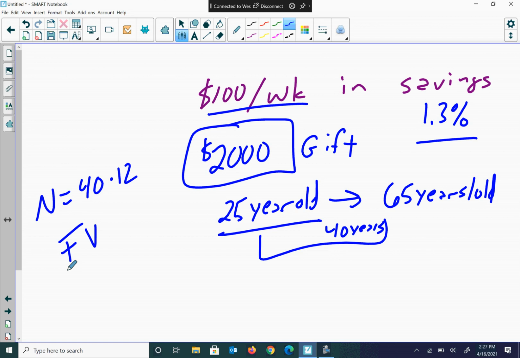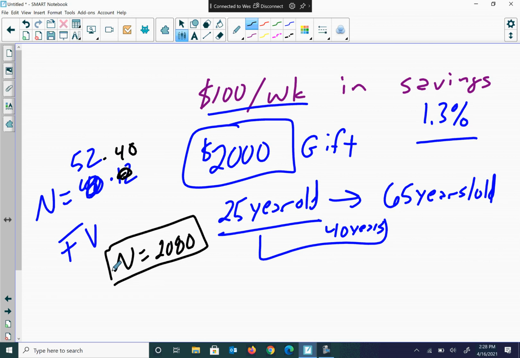Per week. Oh, so that's going to be, yeah, I'm sorry. So 52 times 40. So N is 52 times 40. What is PMT? Payment. The payment we're going to do each week after we have the $2,000. So hang on, let me clear this up a little bit. N is going to be 2,080 because you're putting in $100 every week, 52 weeks for 40 years, right? So 52 times 40 comes out to 2,080 is N.